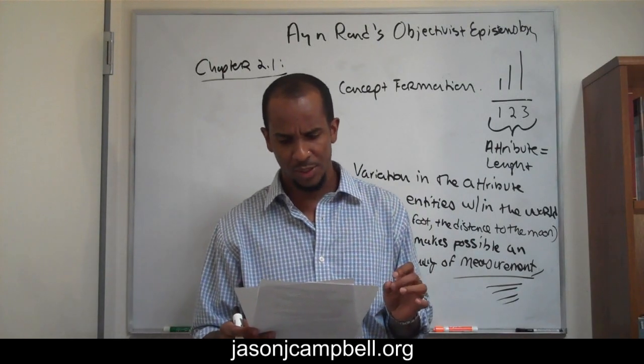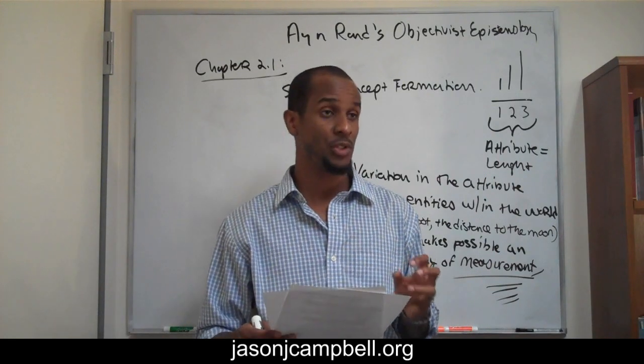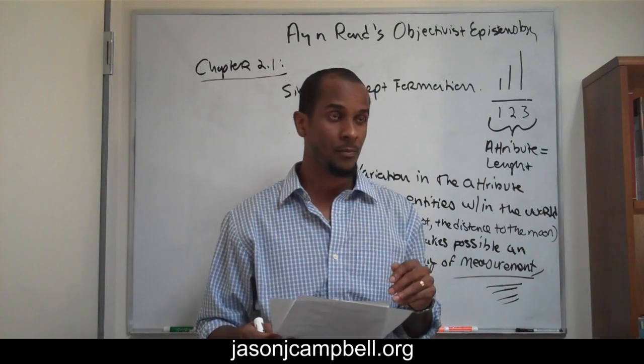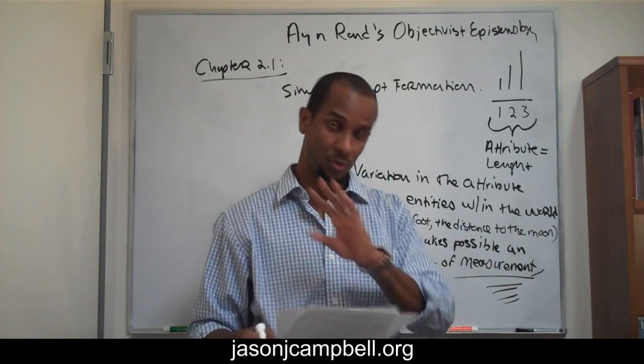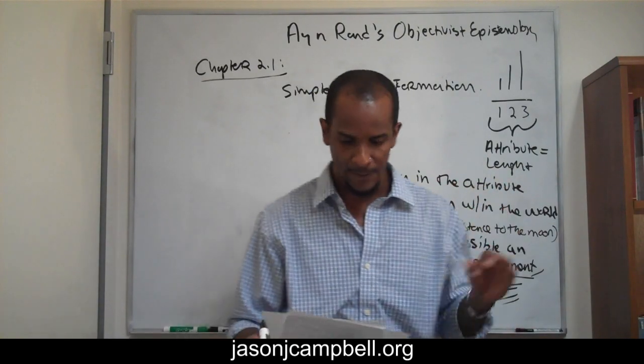So the variation of the attribute among entities serves as the standard with which we recognize measurement. Now, there's three consequences that you can draw from this claim, and hopefully that was clear.